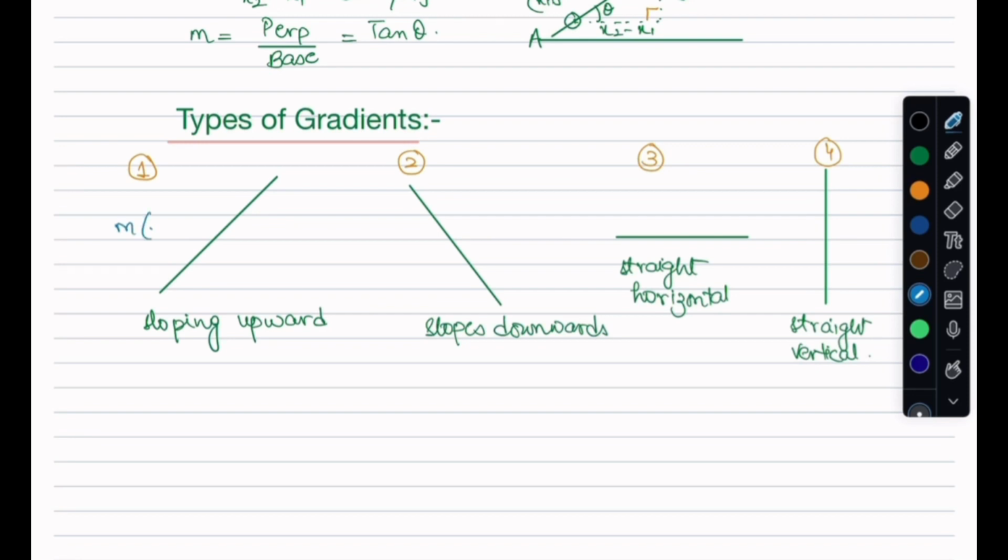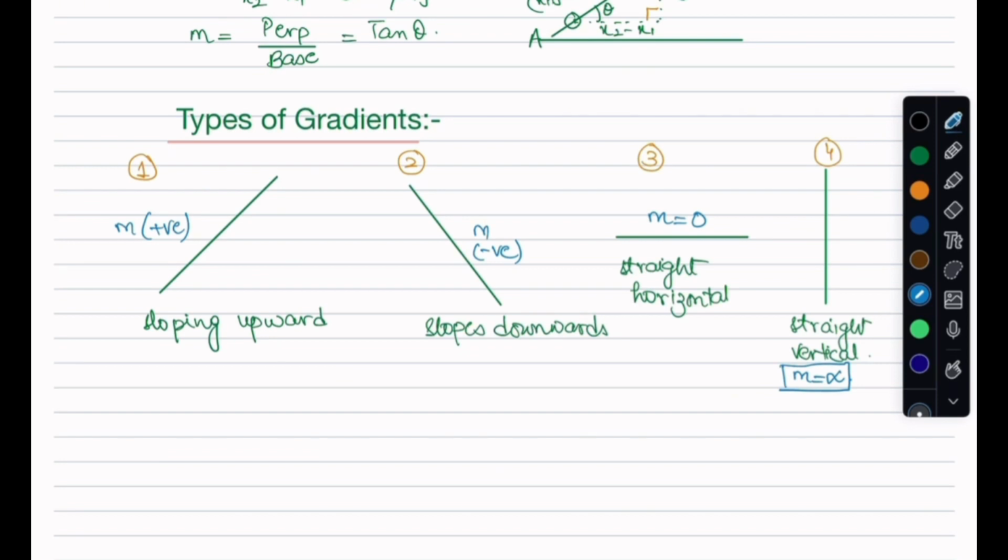Now with respect to the 4 types, for the line which slopes upward, the gradient will always be positive. For the straight line which slopes downward, the gradient needs to be negative. For the straight horizontal line, the gradient is equal to 0. And for the straight vertical, the gradient will always be infinity. So these are the 4 types of gradients that we should be having for a straight line.